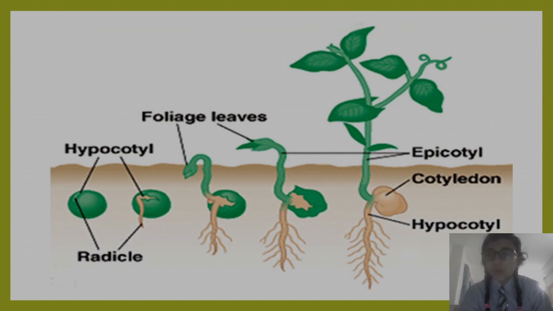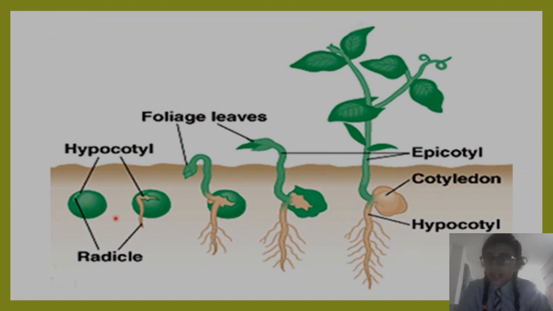Now let us try to understand what actually happens in the process. During the beginning stage of germination, the seeds take up water rapidly from the soil, and this results in the swelling and softening of the seed coat at an optimum temperature. This stage is referred to as imbibition.